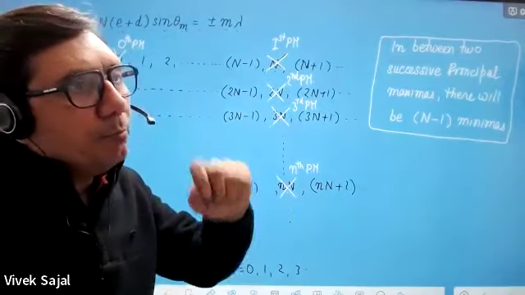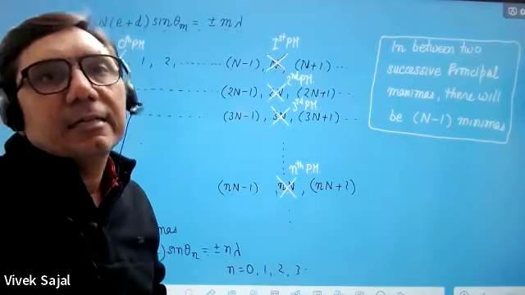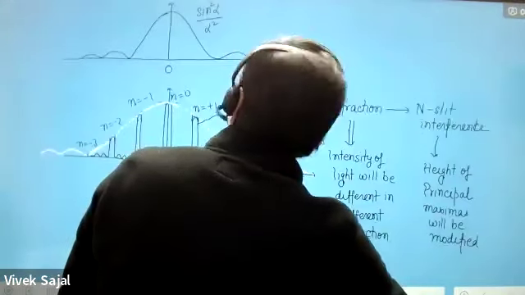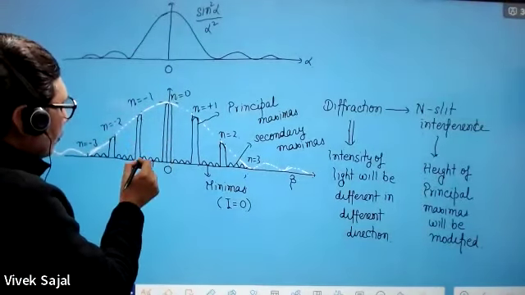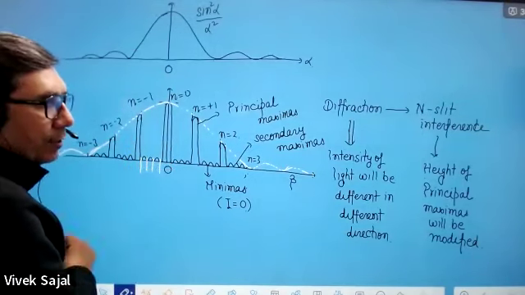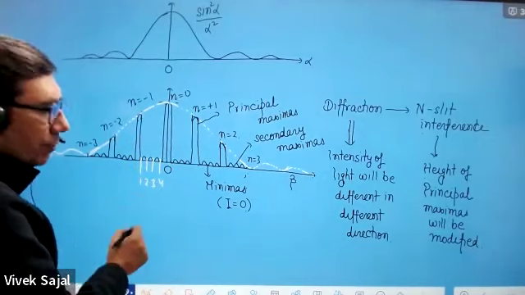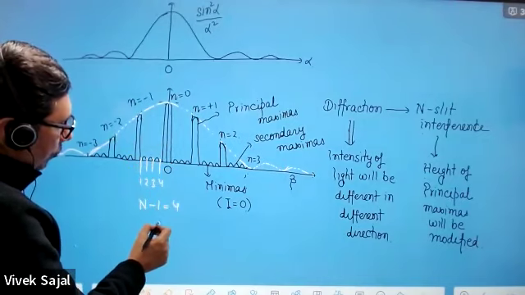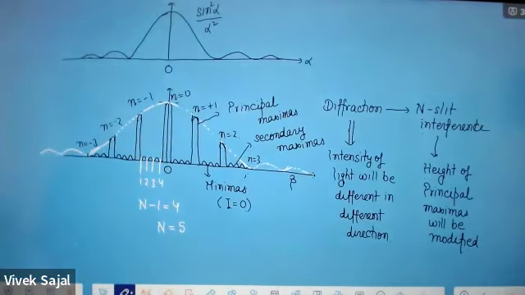So if you can count minimas, then you can always find out the total number of slits a grating is having. So try to understand, for example, how many minimas are there between two principal maximas? This is 1, this is 2, this is 3, this is 4. So n minus 1 is equal to 4, so the total number of slits will be 5. There will be 5 slits.